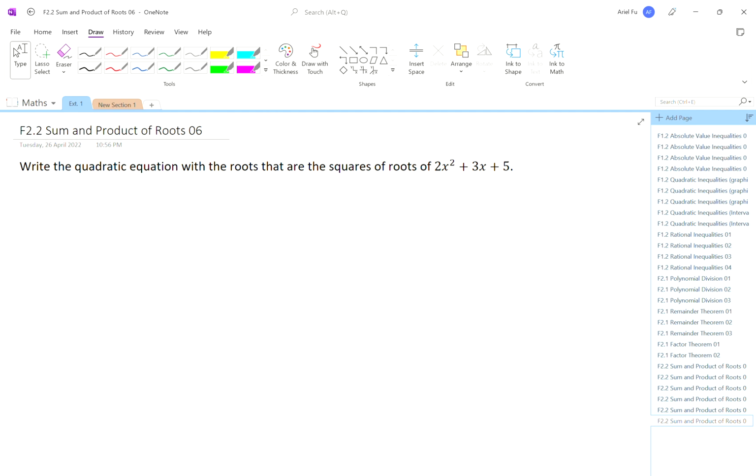Okay, this is another application of sum and product of roots. In this question, we were asked to find the quadratic equation with roots that are the square of the roots of this. So that means step 1 is I need to figure out the roots of 2x squared plus 3x plus 5.